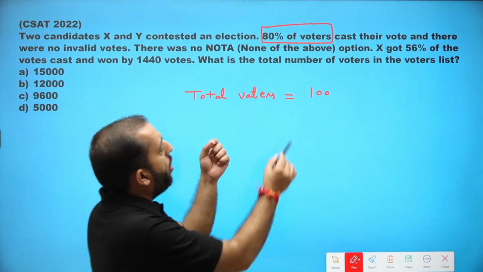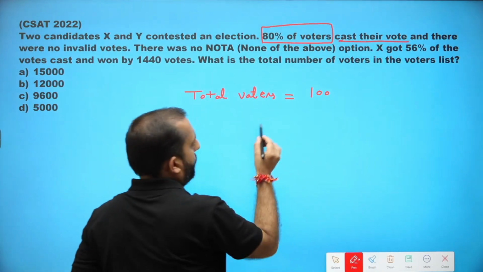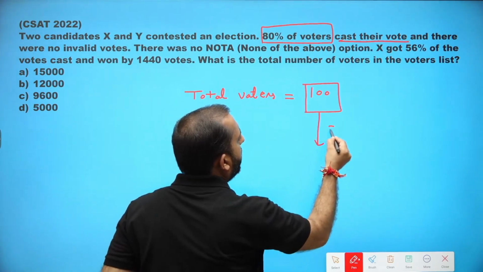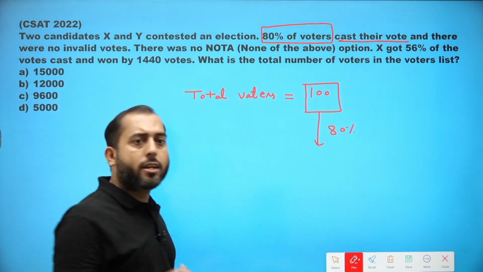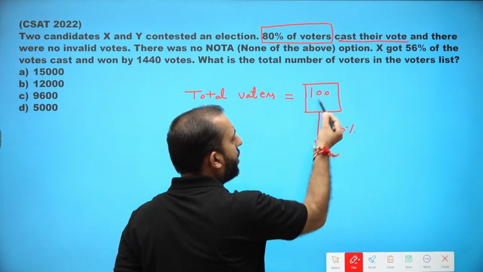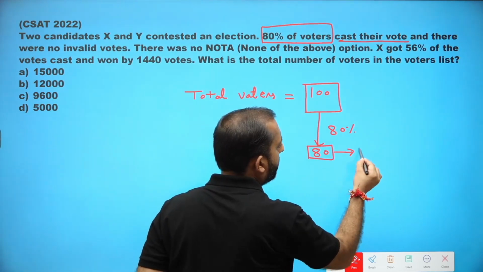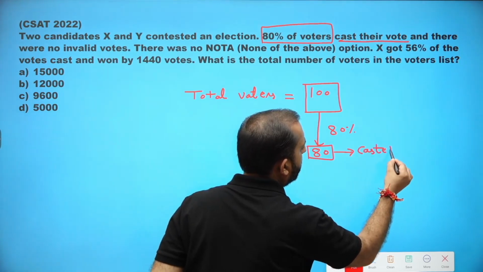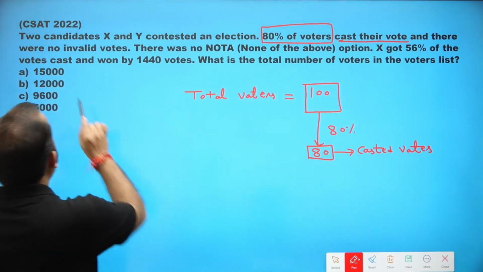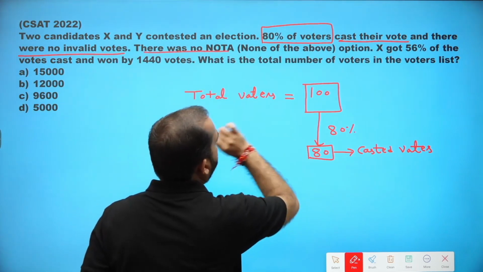Okay. Now 80% of the voters cast their vote. So if 100 is the total vote, then 80% of them have cast votes. So the number of cast votes should be 80% of 100, which is 80. So 80 is the count of cast votes. Next, there were no invalid votes. Fine. There was no NOTA.